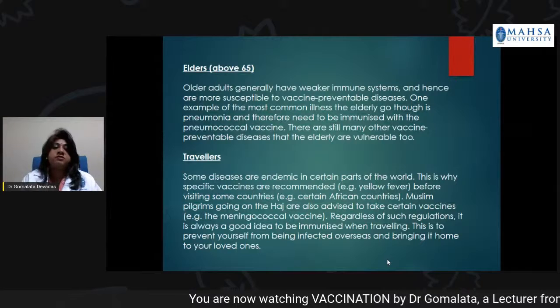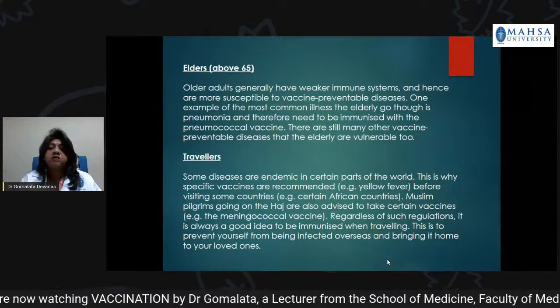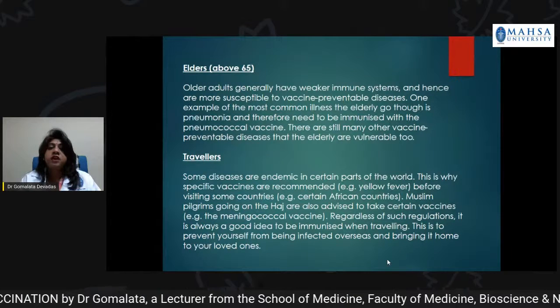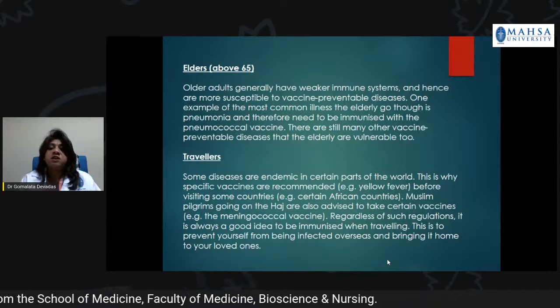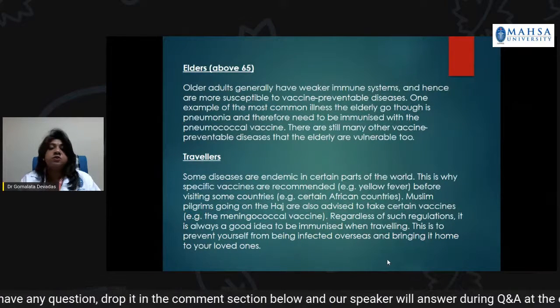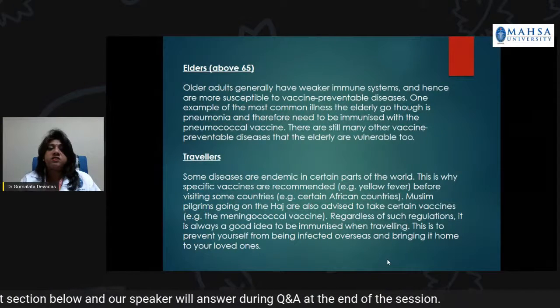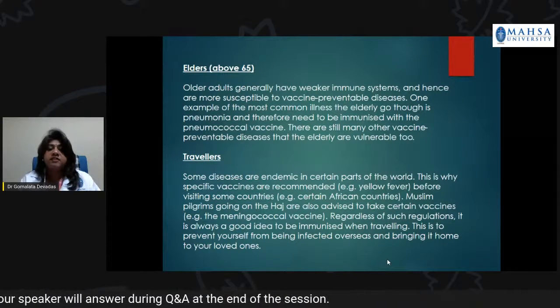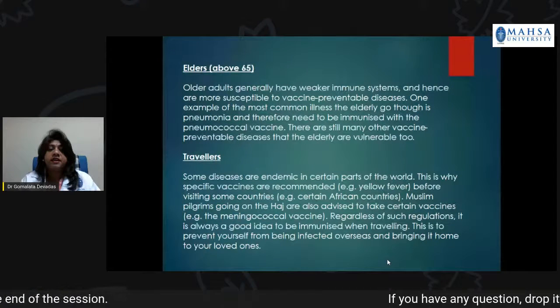Elders above 65. Older adults generally have weaker immune systems, hence they are vulnerable to vaccine-preventable diseases. One example of the most common illnesses elderly go through is pneumonia. Therefore, they need immunization with the pneumococcal vaccine. And still, there are many other vaccine-preventable diseases that the elderly are unable to fight.